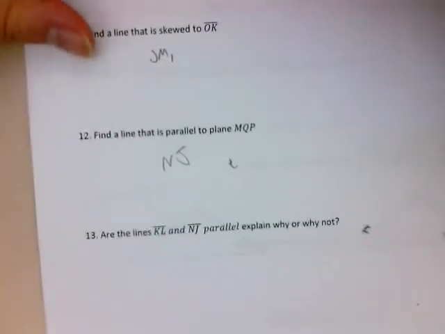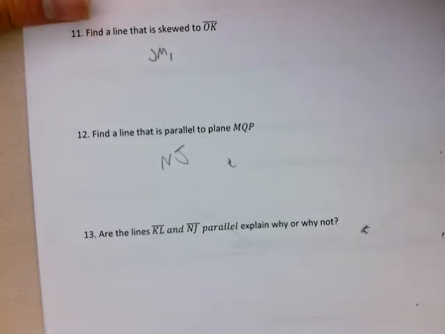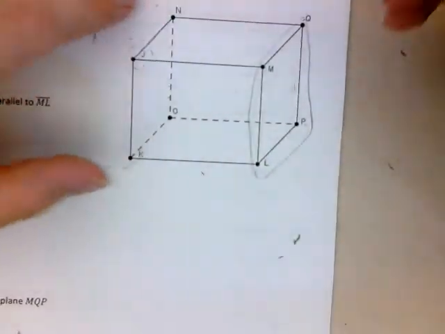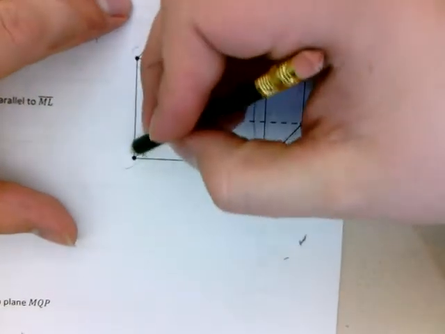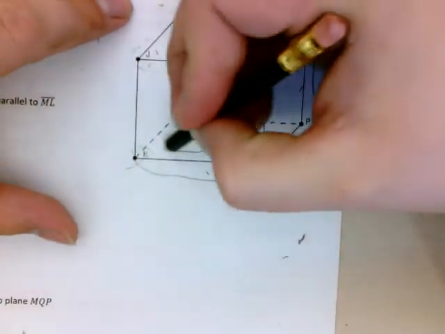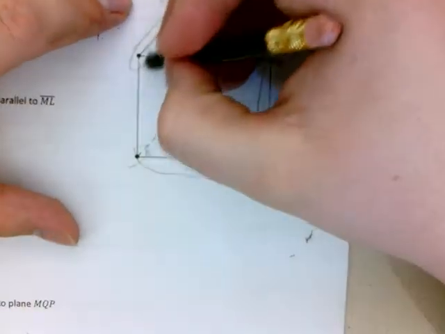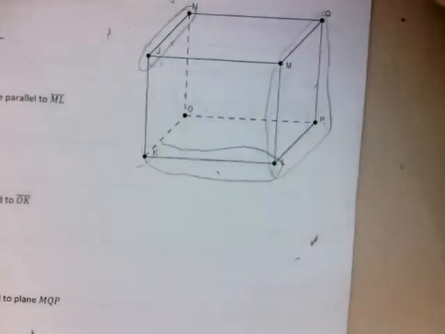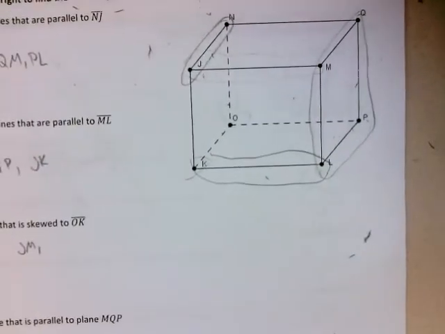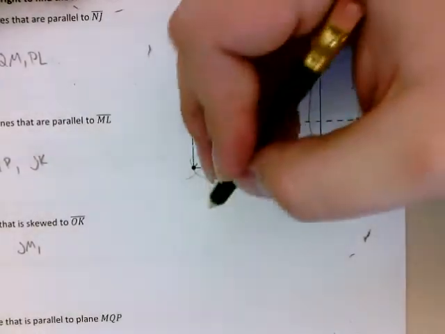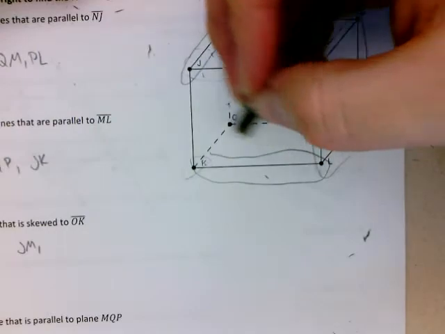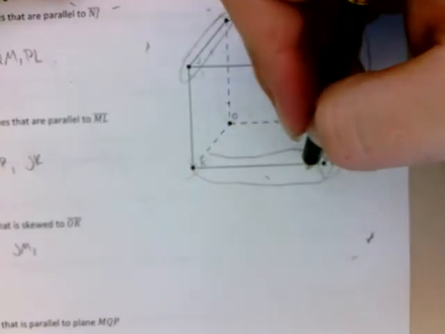Alright, last but not least, it's asking: KL and NJ, are the lines KL and NJ parallel? Explain why or why not. So KL is right here, NJ is right here. Now, we can say these are not parallel. The reason why is they're not going in the same direction. Okay, so that's why we call them not parallel.